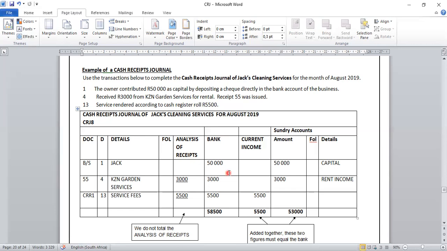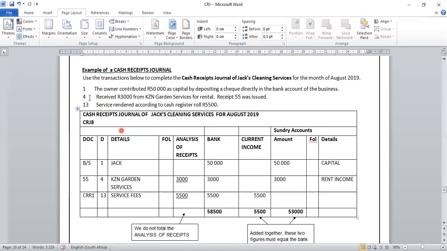Question to ask ourselves: why did we receive this money? We received the money because the owner contributed capital. Since we are not receiving money for services, it goes to our sundry accounts column, where we put in our amount column 50,000 Rand, and the reason is capital.